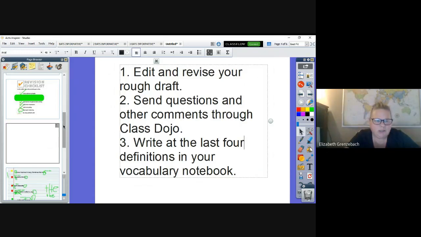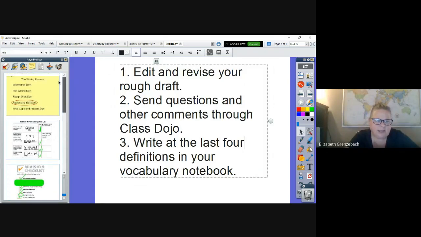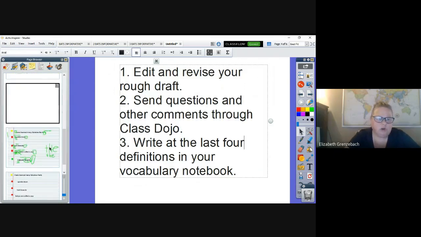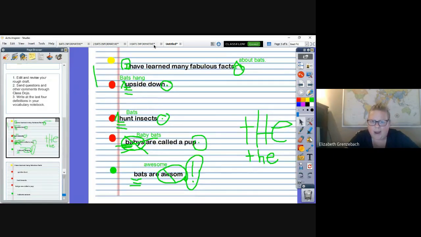And then what I need you to do is have someone that takes care of you show me your writing, and it'll look like your writing that you did on your rough draft, and then with all the markings all over it. That way I can tell what you understand how to do and what you don't understand.